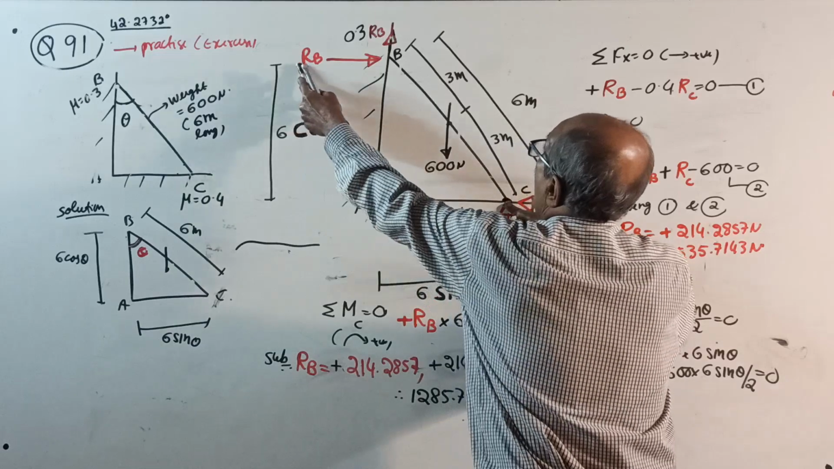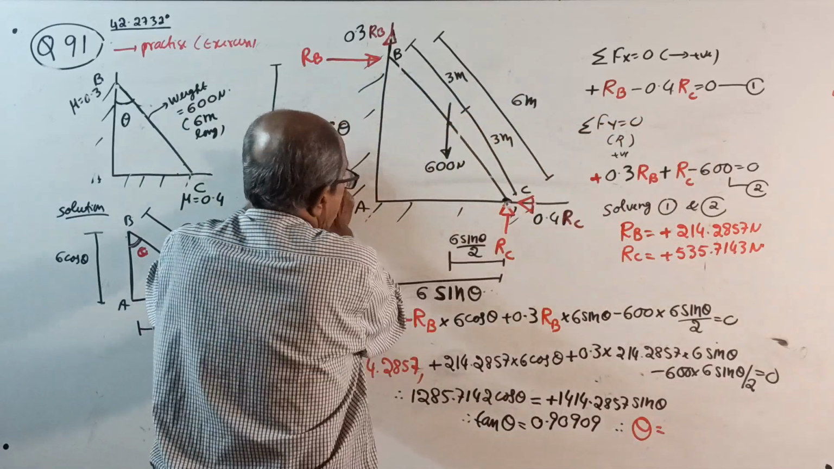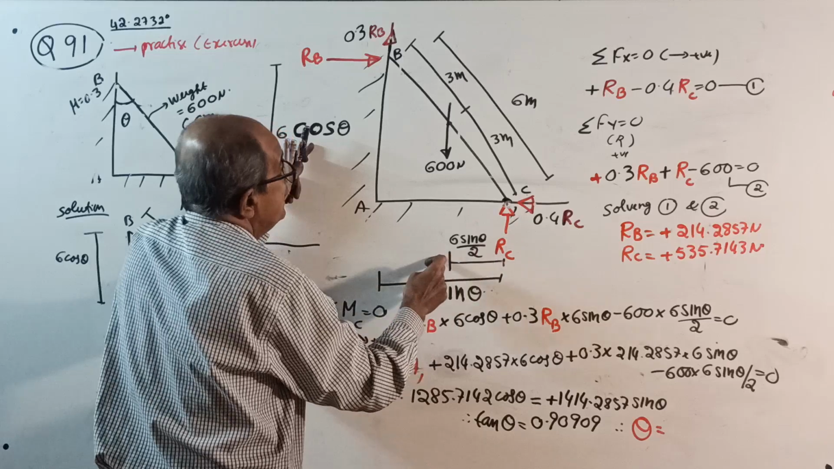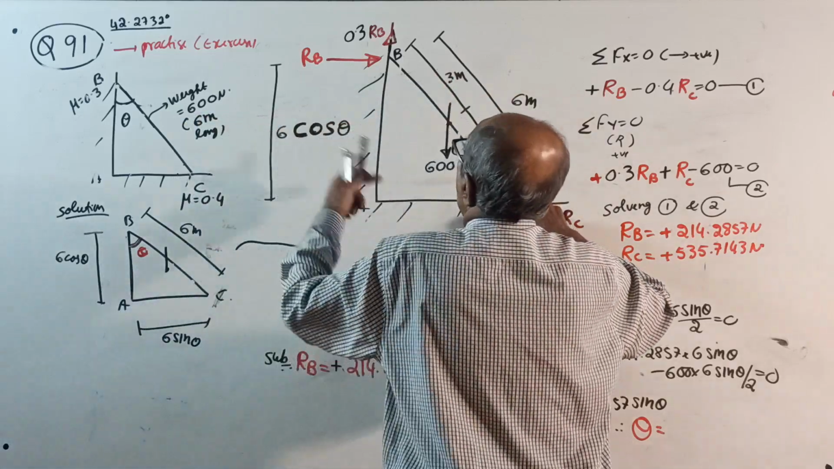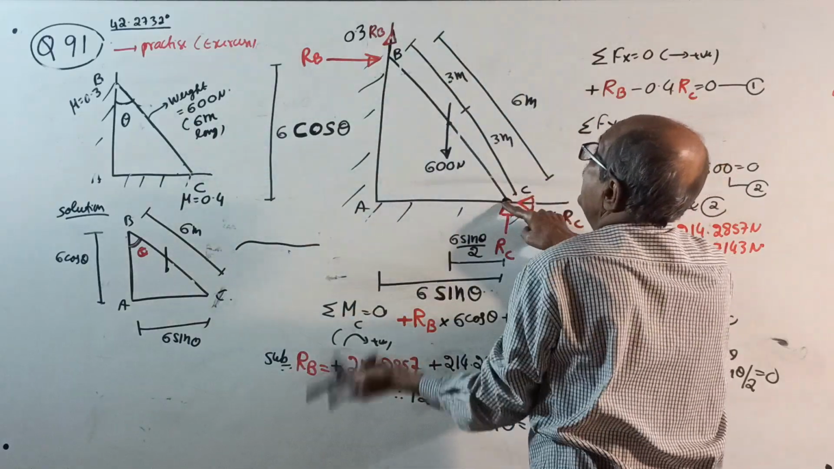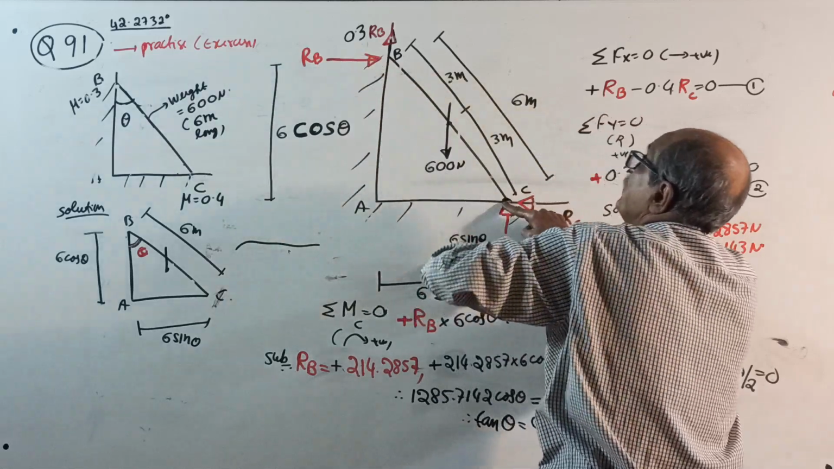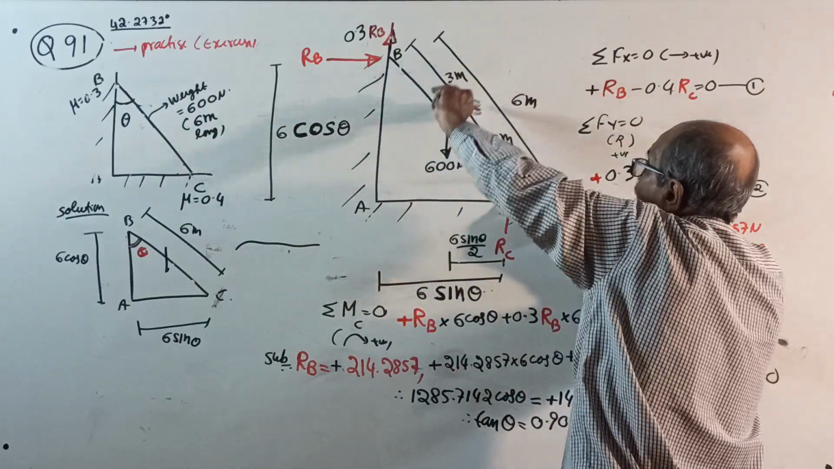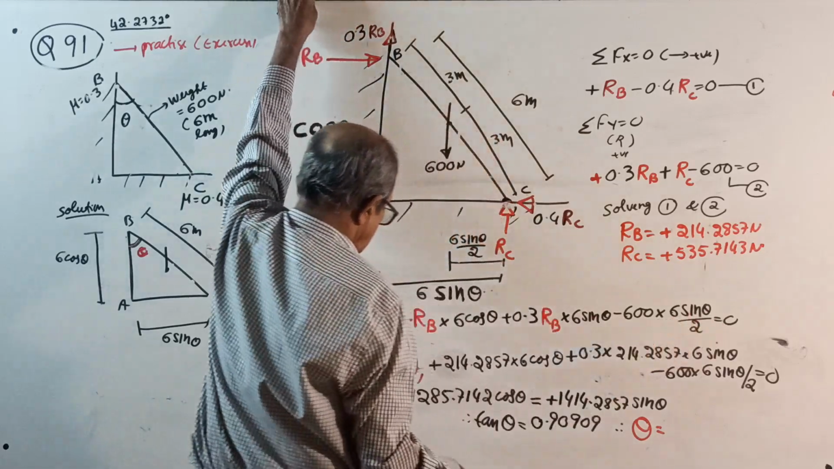Then RB into 6, and I wrote it dark here. Be careful. This is cos, this is sine. So this is half. You know it. This is actually not required. Okay, see. Take moment here, plus clockwise. Plus RB into 6 cos theta plus 0.3 RB into 6 sin theta minus 600 into 6 sin theta by 2 equal to 0.